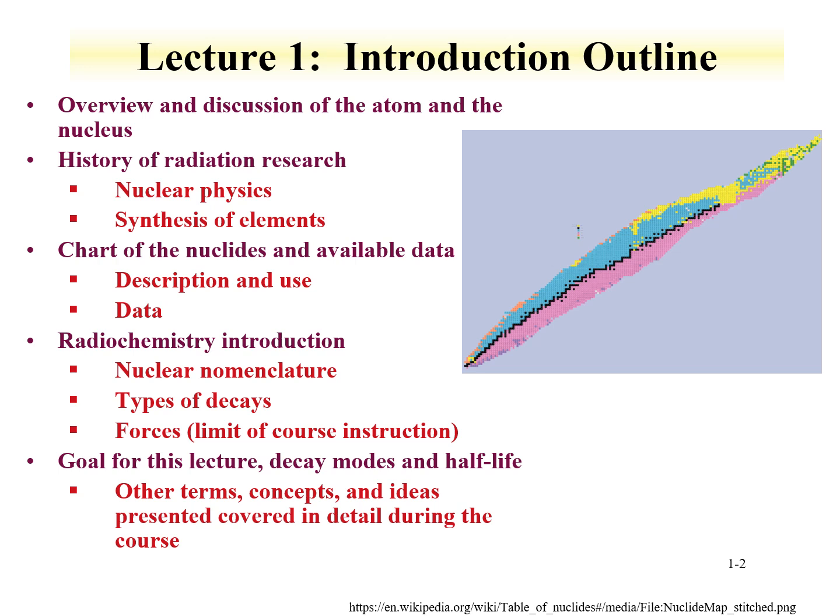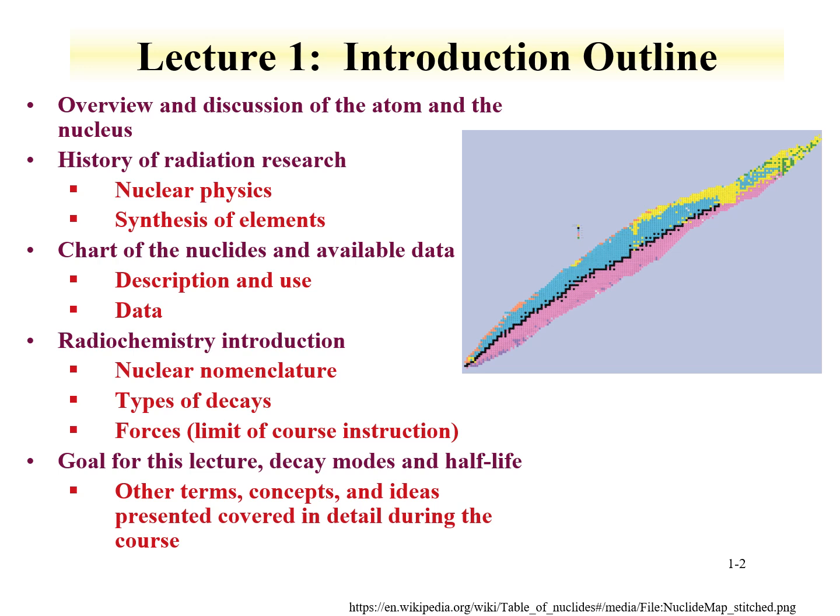The material that will be covered in this part of Lecture 1 is provided here. We'll start off with an overview and a discussion of the atom and the nucleus. I suspect this is review material for most of you. We'll talk about the history of radiation research, discuss the overlap between the early days of nuclear physics and radiochemistry, and then we'll move into how radioelements were discovered, focusing on those that were anthropogenically synthesized. We'll discuss the chart of the nuclides and available data.